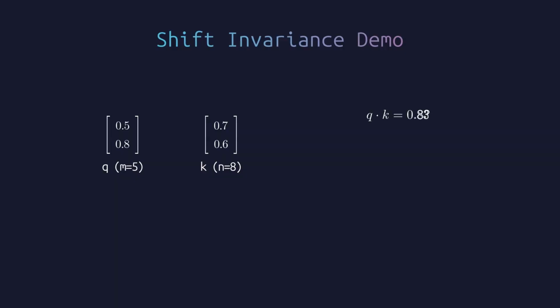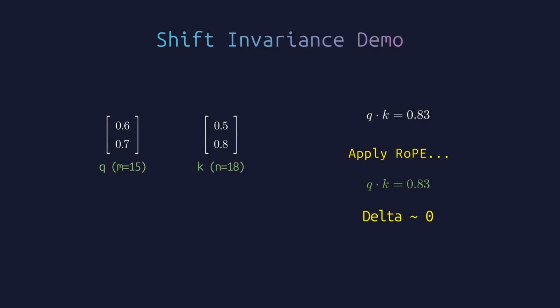Let's see it in action. Here's a query at position 5 and a key at position 8. We apply the rotation using the rotate half trick. Swap even and odd indices, negate, and combine with cosine and sine. Now shift both positions by 10. The dot product stays almost identical. That's the invariance guarantee in practice.